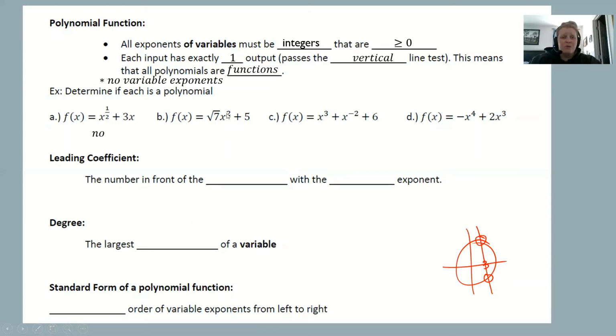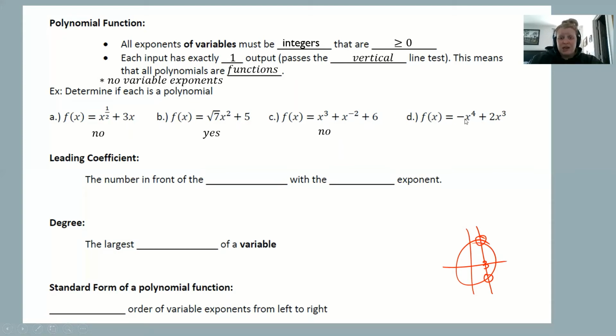Letter B, it may look weird because you have a root 7, but it's an x squared, so it is a parabola. All parabolas are functions. And 2 is not violating my exponent rule. So yeah, that is a polynomial function. C is in violation because of the negative exponent.